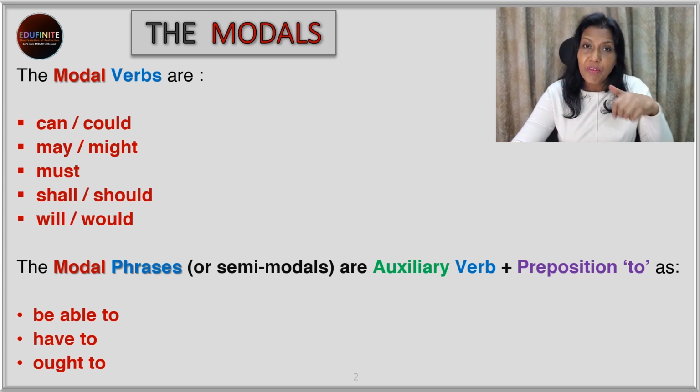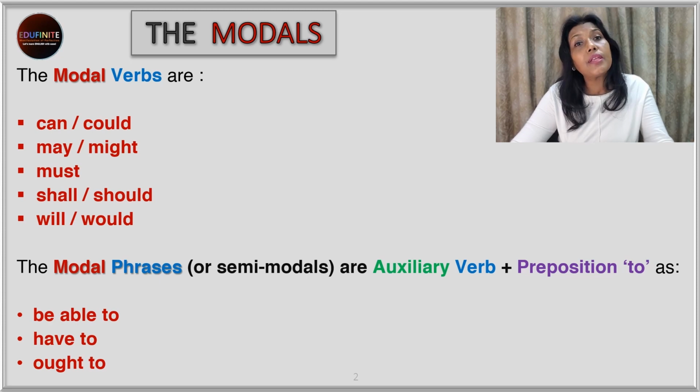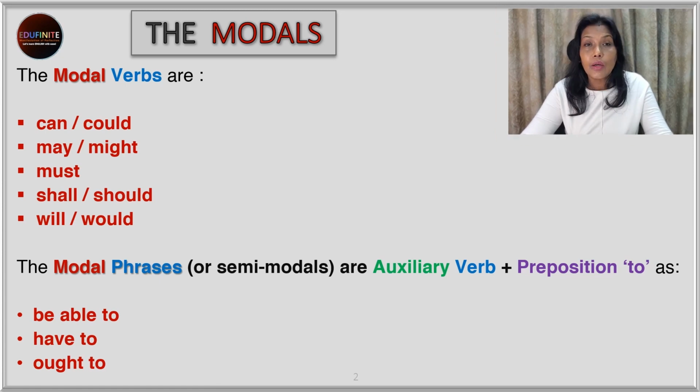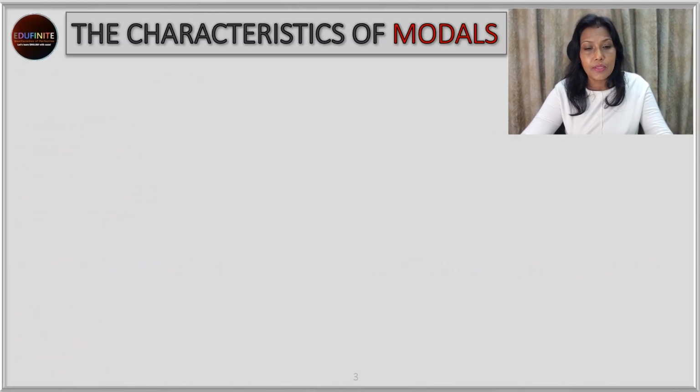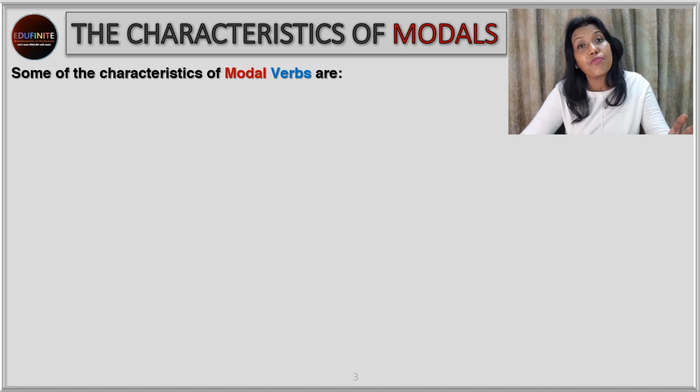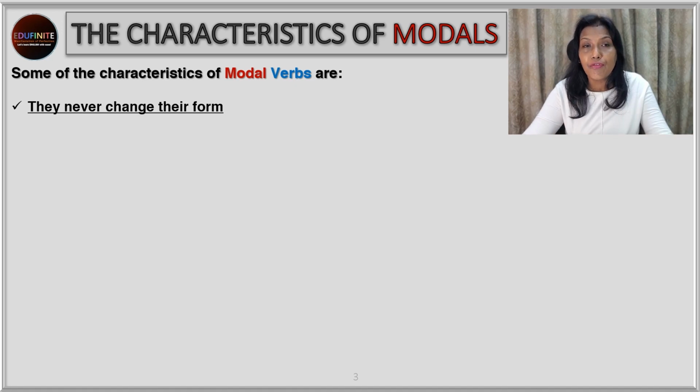Now, before delving into their modalities, let us look into the characteristics of modal verbs. Some of the characteristics of modal verbs are, the first important point is, they never change their form.